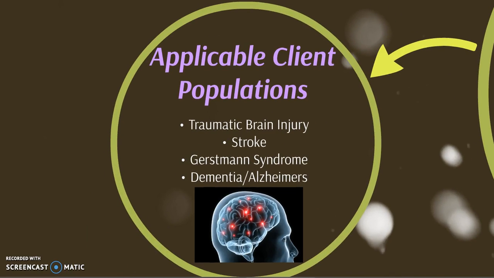Applicable client populations for finger agnosia include traumatic brain injury, stroke or CVA, Gerstmann syndrome, and patients with dementia or Alzheimer's. For those of you who don't know, Gerstmann syndrome is a rare neurological disorder that's characterized by the loss of 4 specific neurological functions, one of which being finger agnosia.